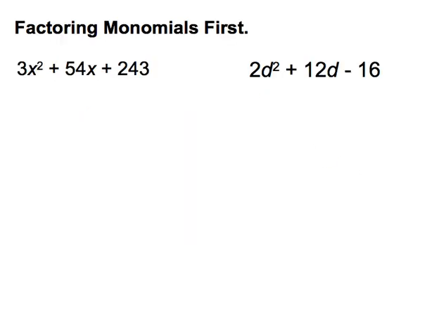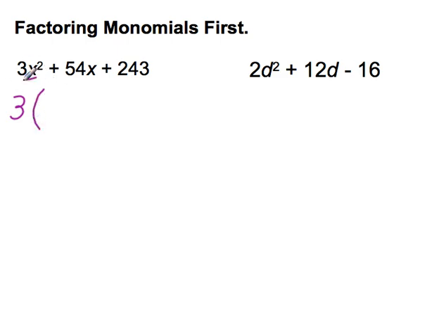Now from here on out, you do need to check to see if you can factor out a monomial first. Remember, a monomial is one term, okay? If I look at these three terms in this trinomial, what can I take out of all three of these terms? I notice that I can take out a 3. So I'm going to bring that 3 down, and then we put parentheses.